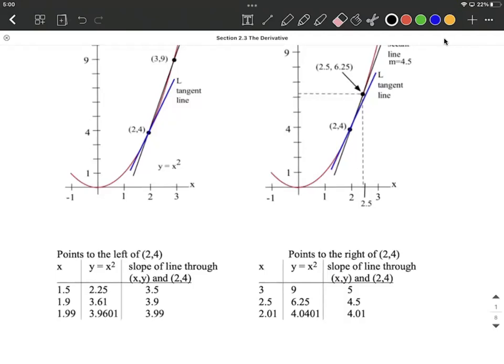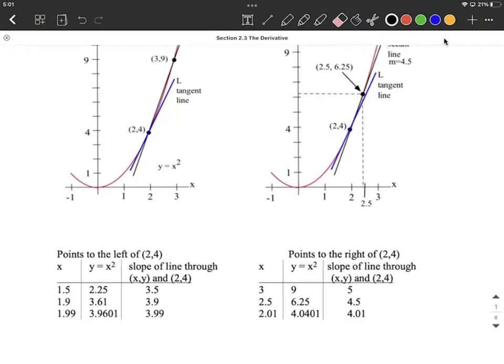From the left-hand side, we could start with, say, 1.5, which would be over here. Then we could do 1.9, and 1.99, which is almost on top of (2, 4). Plugging it into the x squared function, when 1.5 gets plugged in, we get 2.25. Calculating the slope of that secant line with the point (2, 4), we'd get 3.5. When we move it closer, 1.9 goes to 3.9 for the slope of that secant line. 1.99, which is almost on top of 2, is going to give us 3.99.